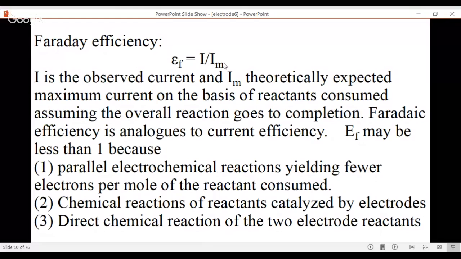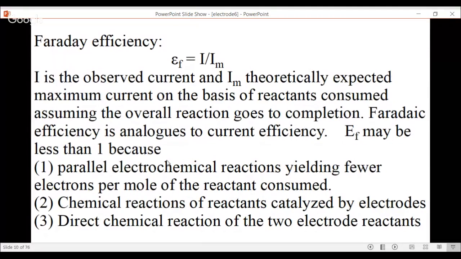IM is the theoretically expected maximum current on the basis of the reactants consumed, assuming the overall reaction goes to completion. It never goes to completion. Therefore, I will be smaller than IM. Faraday efficiency is analogous to current efficiency. Epsilon F may be less than 1 because of other reasons.